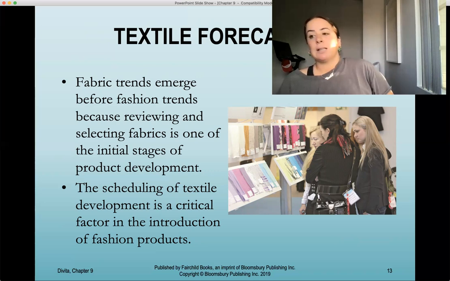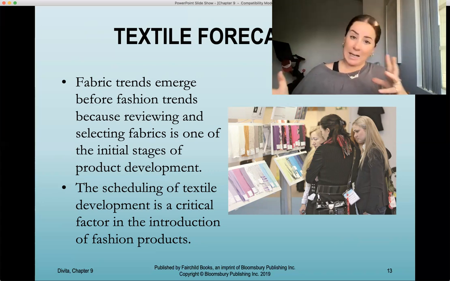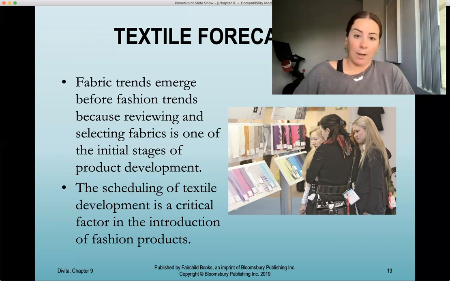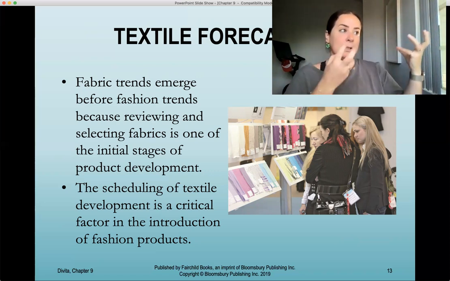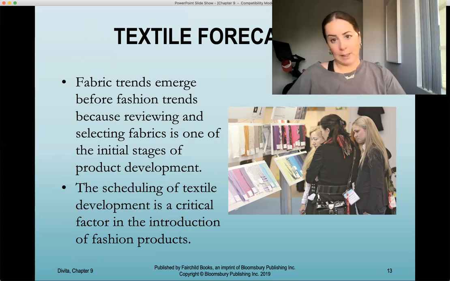The scheduling of textile development is a critical factor in the introduction of fashion products. So all of these things are decided upon way before the designer actually starts to design the product, because they eventually choose from these specific color palettes or textile designs and incorporate that into their design.